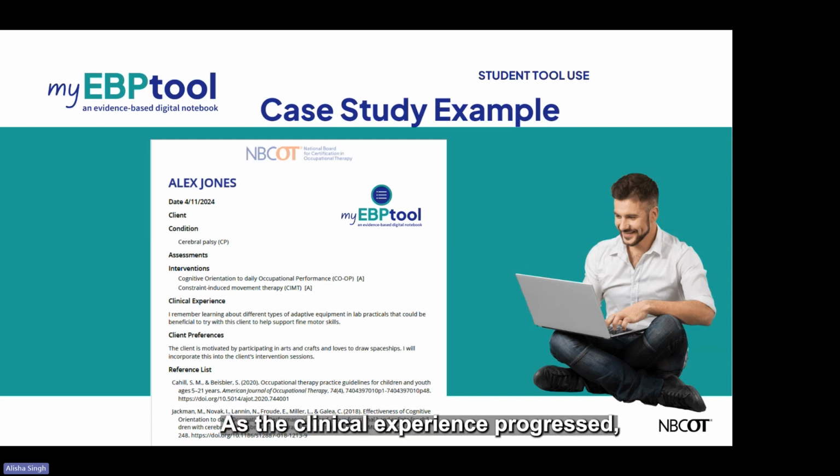As the clinical experience progressed, Alex leveraged My EBP Tool as a foundational research resource for his case study report, synthesizing research findings with clinical observations and client preferences. This process reinforced Alex's understanding of evidence-based practice principles and facilitated a deeper appreciation for the intricate interplay between theory and practice. At the end of the placement, Alex felt confident about his fieldwork skills and thought he could see himself working with the pediatric population one day.